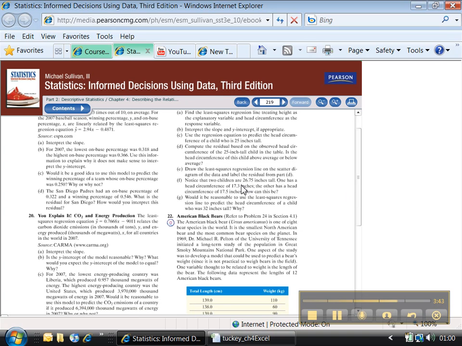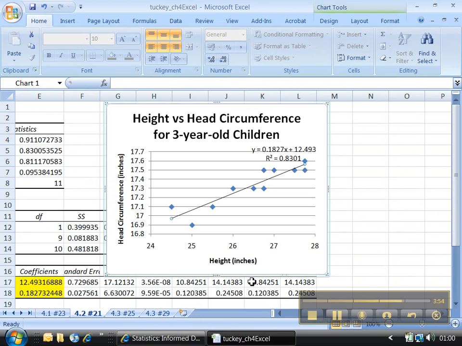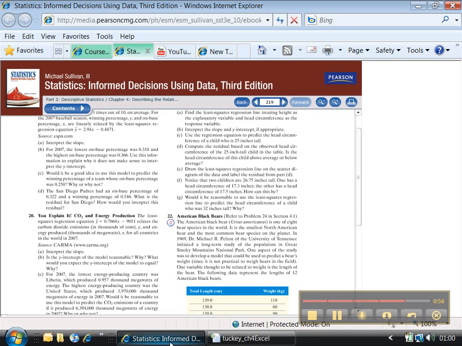Notice that two children are 26.75 inches tall. One has a head circumference of that and one has a head circumference of that. How can this be? Well, that's rather obvious. Kids are different, right? So what they're talking about is these two points right here. How come they're on the same x-axis value there? Well, it's because every kid's different. You can write that up.